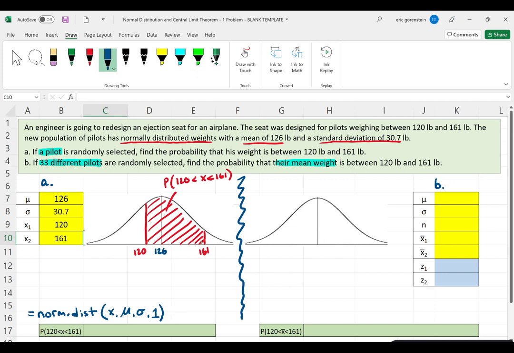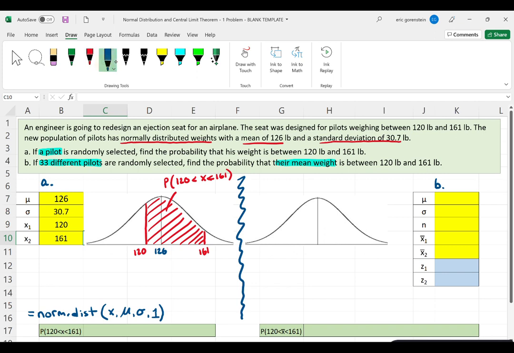Now the problem is Excel can't do this area between two x values in one step. We have to do it in 2 steps. So we could start with this. Too much area: everything to the left of 161. And then we can subtract off the area to the left of 120. And that will give us the area between 120 and 161.